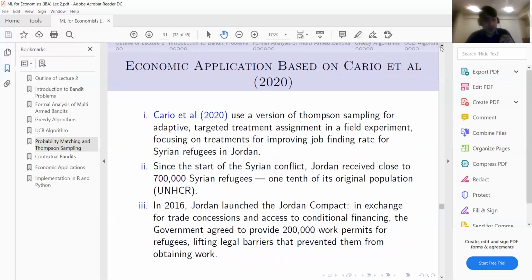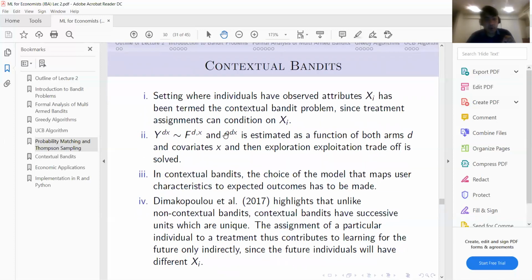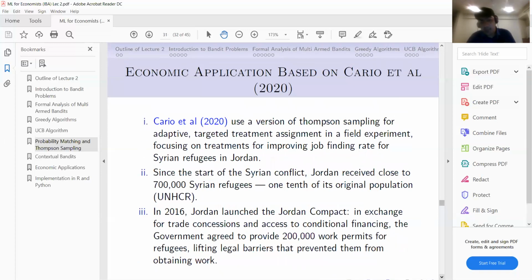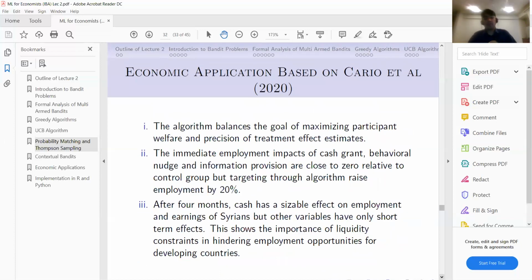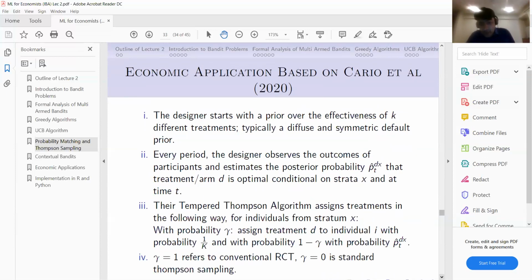So I said that if you have contextual bandits, then your probability will depend not just on the treatment D, but also on the characteristics X, because the treatment effects vary across Syrians versus Jordanians, and across males versus females, and so on. And so this probability depends on both D and X. You update these probabilities over time across treatments as well as across individual characteristics, and you optimally allocate based on this Thompson sampling probability.